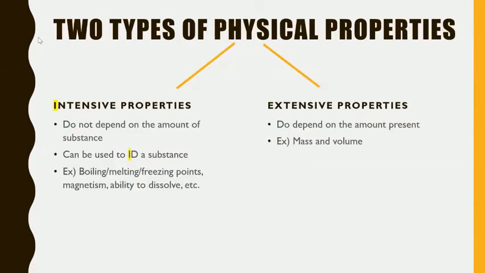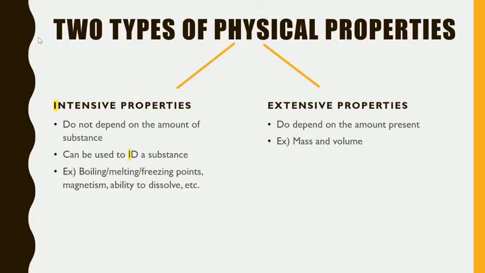You can further break down physical properties into 2 types. We have intensive properties and extensive properties. So intensive physical properties, these do not depend on the amount of a substance. And we can use these to ID or identify what a substance is. So if we look at some examples, we have boiling point, melting point, and freezing point. Those are all intensive physical properties because no matter how much water you have, it is always going to freeze at 0 degrees Celsius. Same thing with magnetism and ability to dissolve. No matter how much Kool-Aid you have, it's always going to be able to dissolve in water.